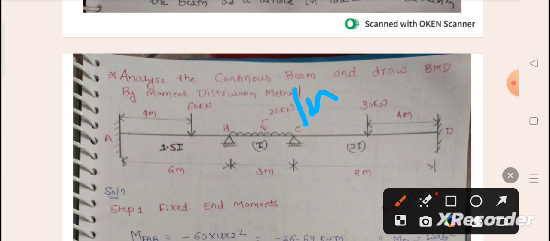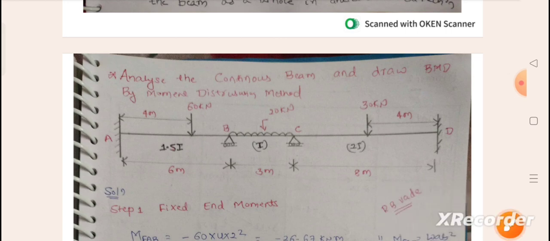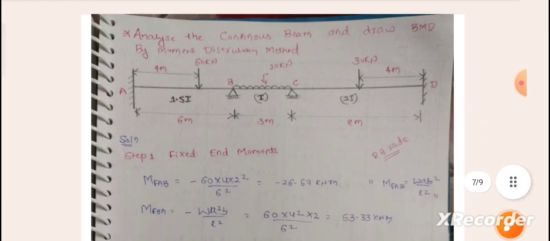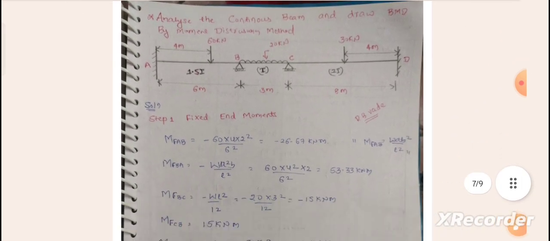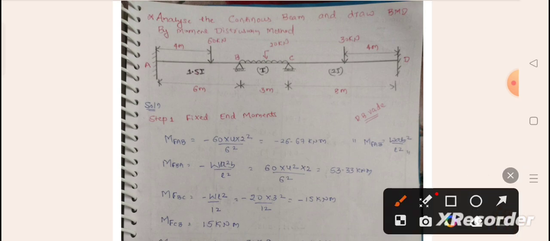So as we did in the slope deflection method, the same thing you have to do here in the moment distribution method also. So step number 1 is you are supposed to calculate the fixed end moments. In step number 1 we are supposed to calculate the fixed end moments. So if the load is eccentric, what is the formula to calculate the fixed end moment?